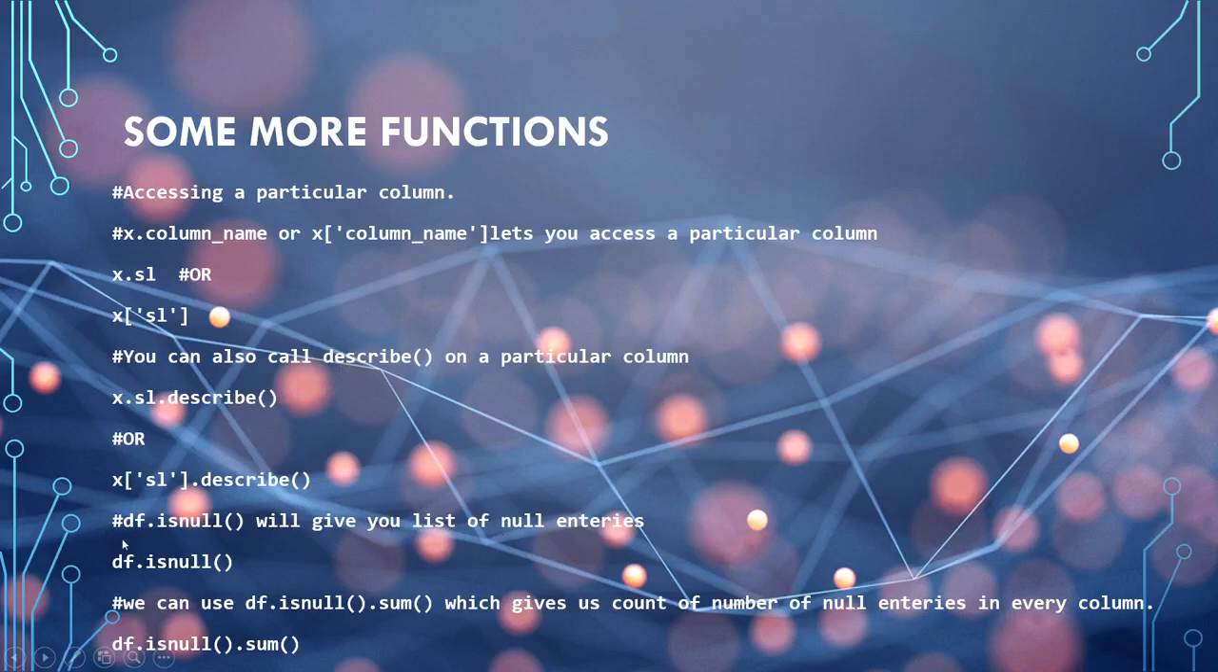And then another is dataframe dot isnull. Here x is the data frame, so it should be x dot isnull. It will give you a list of null entries. We can also use df, the data frame, dot, you can also put x here, x dot isnull dot sum, which gives us the count of the number of null entries in every column. It will give us how many null entries are there in each column.